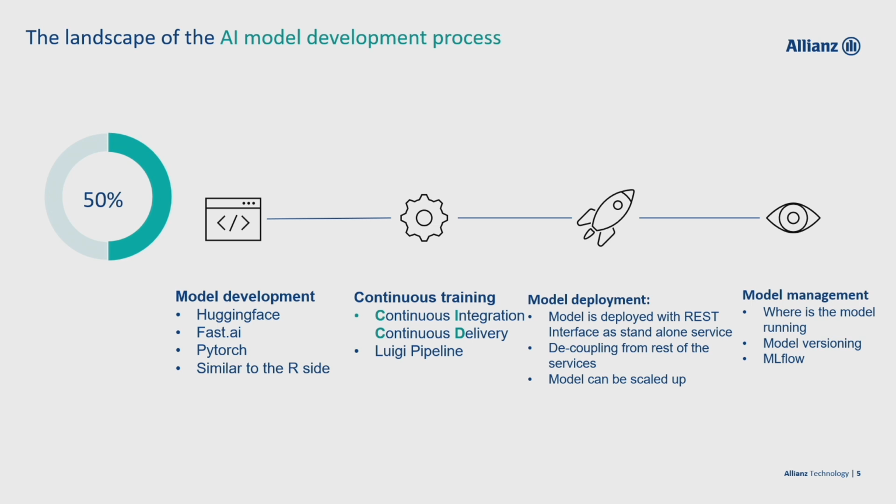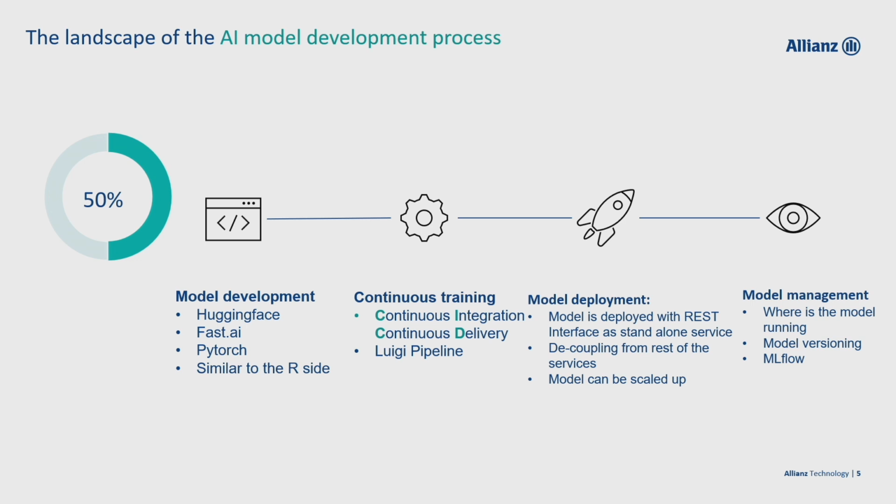Another thing is that there are multiple ways to deploy your model. You can mount it in your Docker container. However, we have faced lots of problems with that in terms of debugging. So our way to deploy a model is as a standalone service with a REST interface. This decouples the model service from the rest of the services, and you can change the model, change the algorithm, or scale up the model whenever you want.